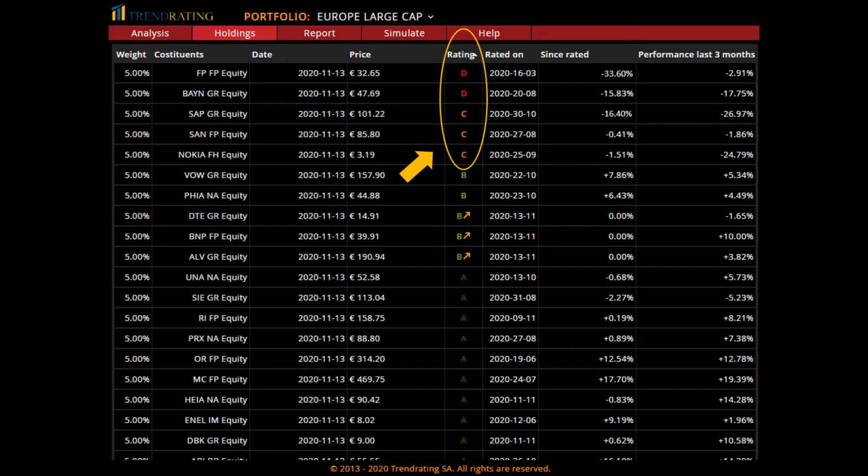Detailed list of holdings. The tab Holdings exposes the list of all the stocks in the portfolio with details on rating and performance. It's easy to sort the list with the negatively rated stocks at the top to identify high-risk positions.